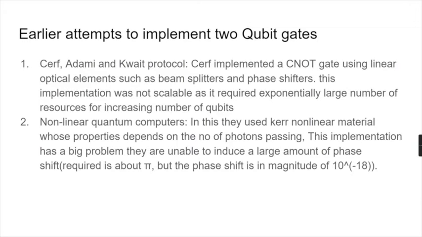Next is earlier attempts to implement two qubit gates. As we discussed in the starting, photons are non-interactive in nature. Due to that, implementation of two-qubit gates is a tough thing. The first one was done by Fardam and White. They implemented a CNOT gate using linear optic elements with a combination of beam splitters and phase shifters.